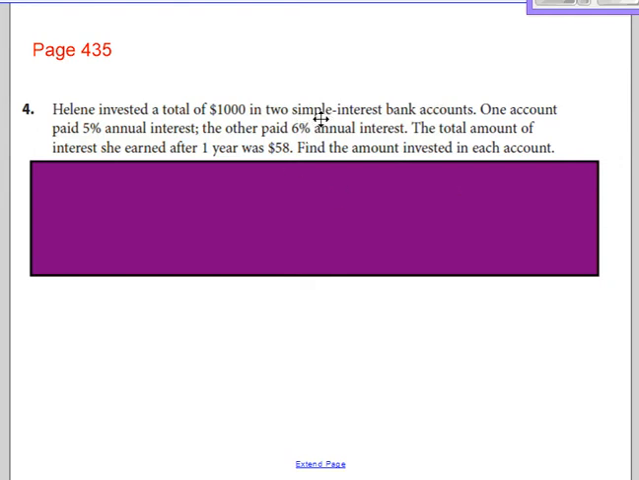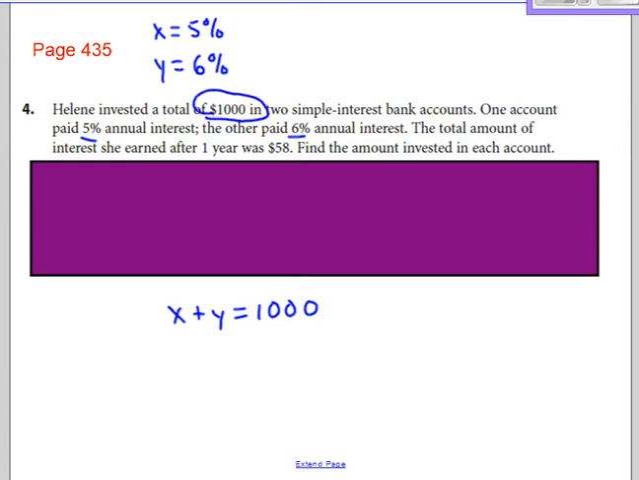Okay, she's doing 2 simple interests, one at 5% and one at 6%. So let's let x equal what she invests at 5% and y equal what she invests at 6%. Then x plus y has got to equal 1,000, right? She invested in 2 interest accounts and got $1,000. That's the quantity that she has. That's how much money she has invested.